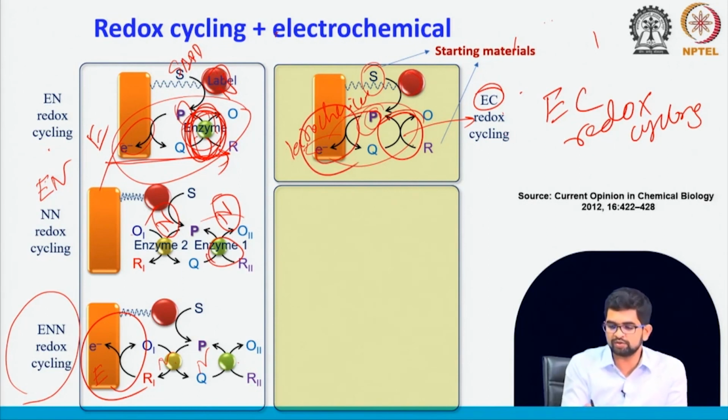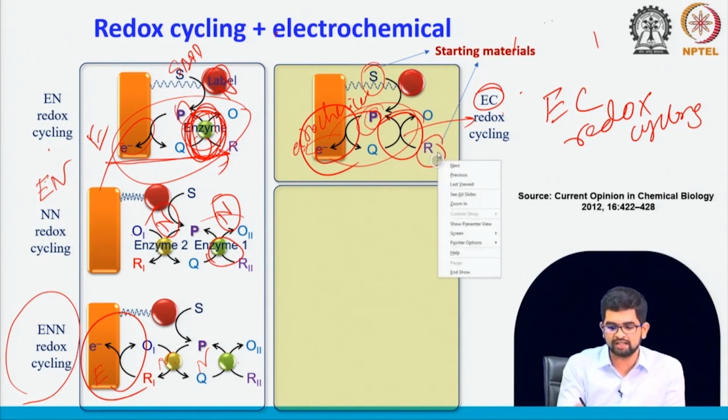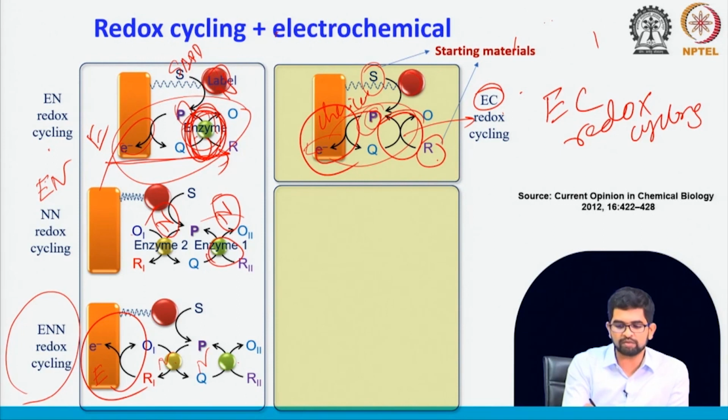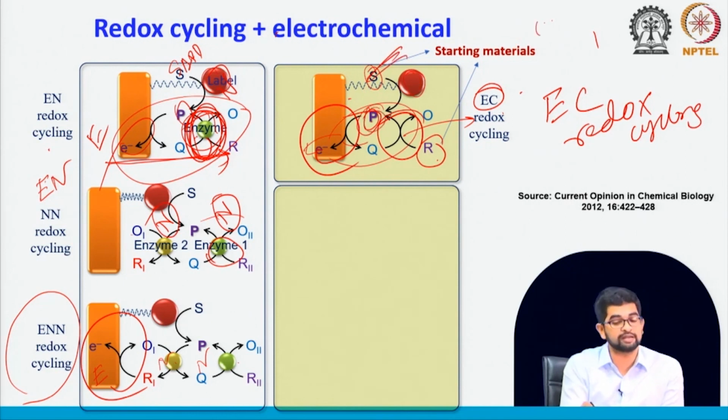And here, which one is the starting material? See, reducing agent R is the starting material, and your P forms using some S, and that S reacts with this label and forms the P, then it participates in the redox cycling. That is why S is the starting material. Otherwise, P can be your starting material, but we form P indirectly using some label where the substrate reacts.